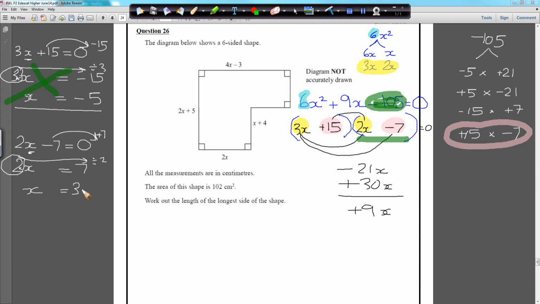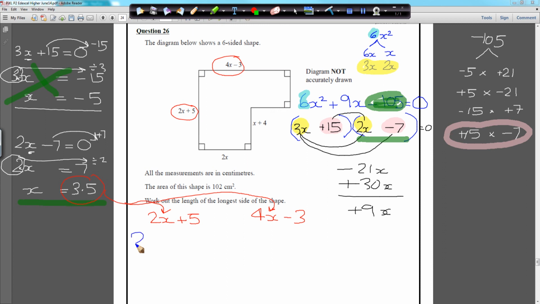Now that is a good possible answer, because 3.5 is a positive value. So we can use that now to work out the length. This could possibly be the longest side, or that could be the longest side. Let's check them both out. So 2x add 5, and I'm going to try 4x minus 3. We're going to put this 3.5 into here and into here. So let's have a look.